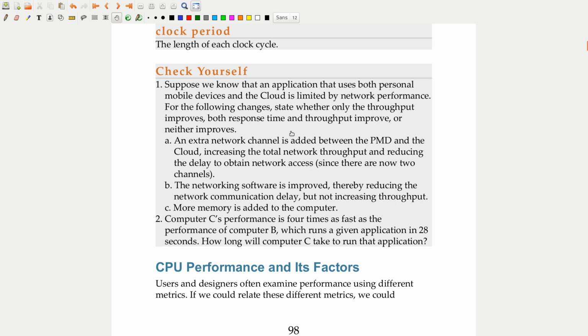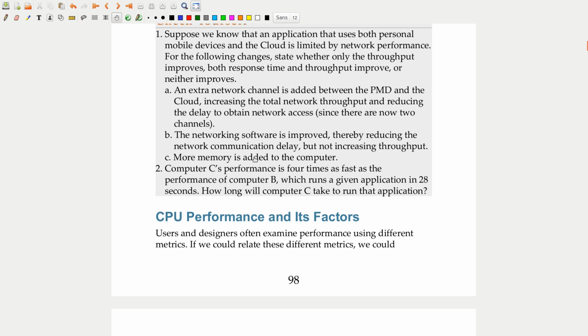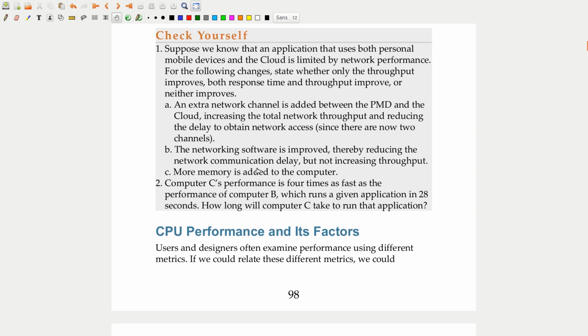So right here, we can look at A: an extra network channel is added, and we're reducing latency to get network access. That means both response time and throughput improve because we're adding another network channel so we can get more bandwidth. It's also reducing the delay to obtain network access. So we're improving both. But in case B, the networking software is improved, thereby reducing the network communication delay. So that means we're only improving latency. And then C, more memory is added to the computer, we're not improving anything.